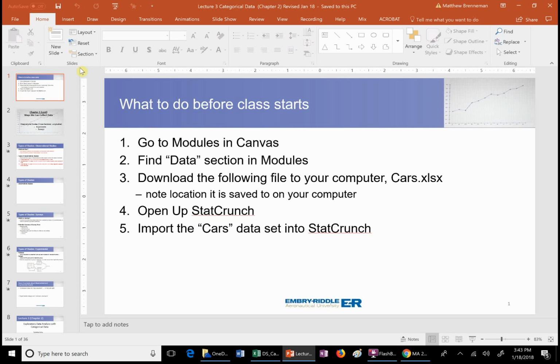So what I'd like you to do in the time before class is go ahead to modules and download this data set called Cars, and then import that into StatCrunch, and that way we'll be ready when class starts.